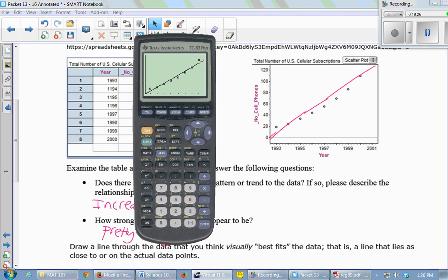And now if you want to get values, like let's say I want to know what this line predicts for the year 2005, I can go to my table. I could type in 2005, and it will give me the y hat value.